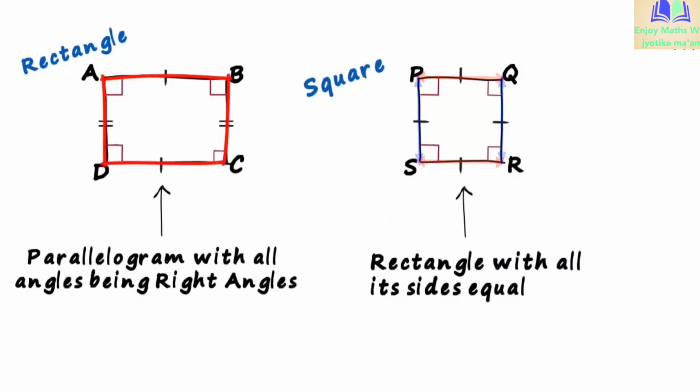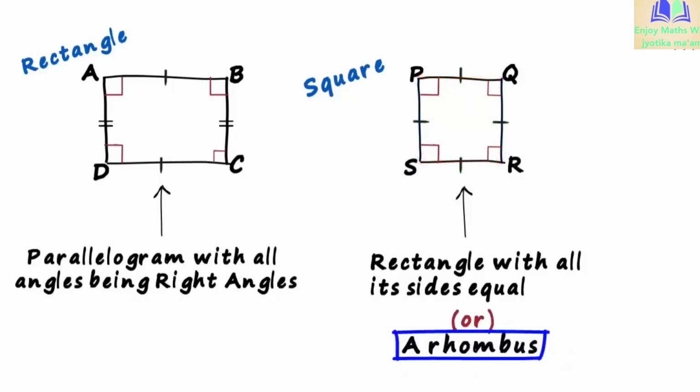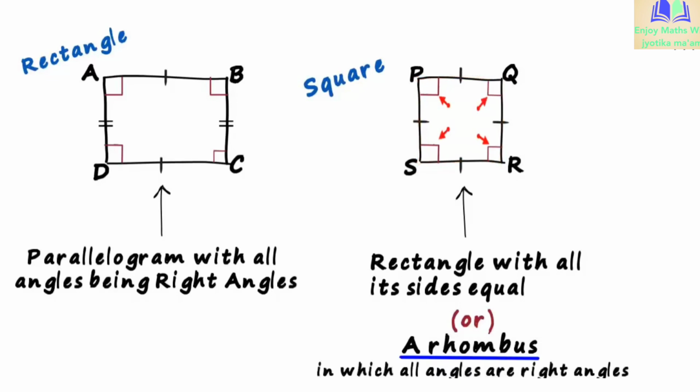The rectangle is the special case of the parallelogram. And this square is a special case of a rectangle. But wait, in a square, the opposite sides are parallel. So it is a parallelogram. All its sides are also equal. So it is also a rhombus. Again, what's a rhombus? It is a quadrilateral with all its sides equal and opposite sides parallel to each other. But how is the square different from a normal rhombus? It is a rhombus in which all angles are right angles.